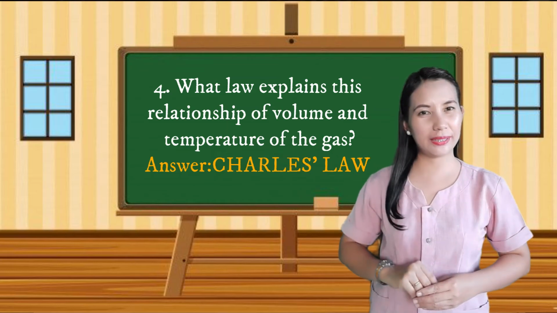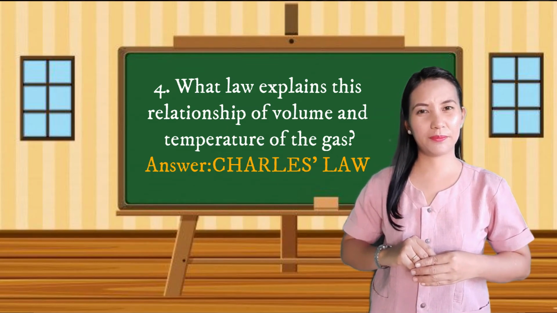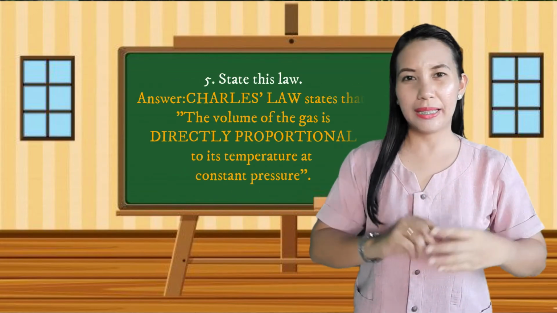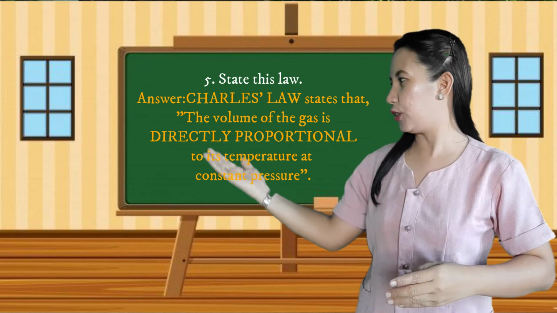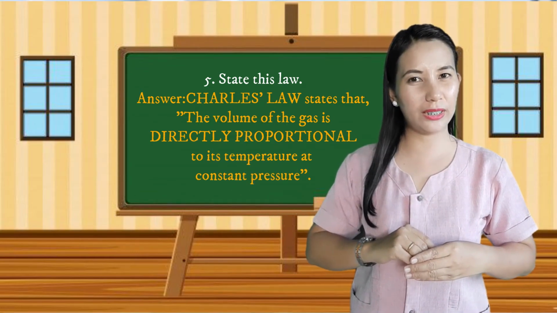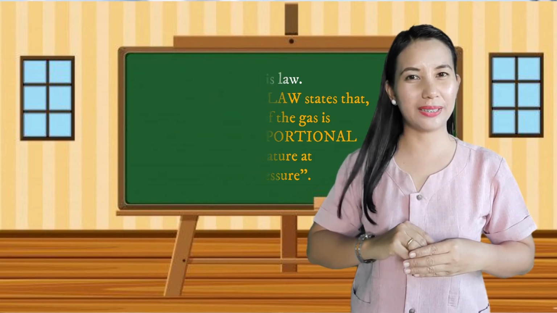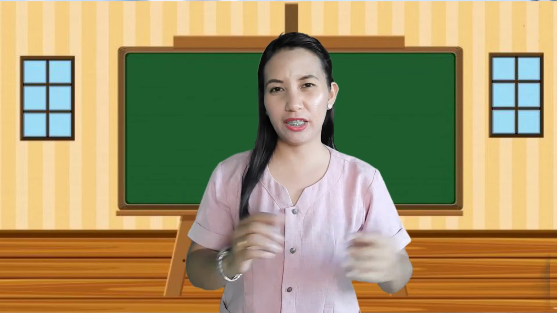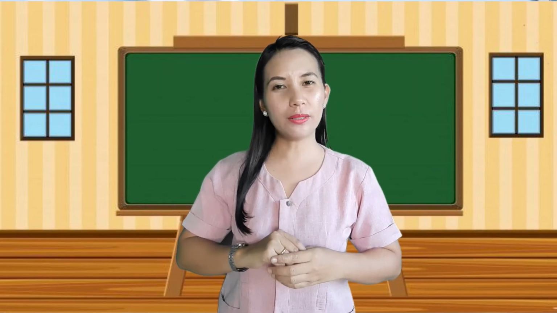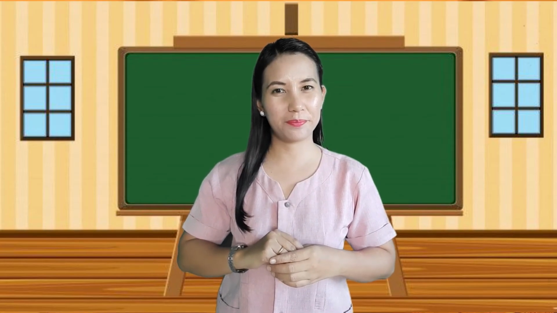What explains this relationship of volume and temperature of the gas? It's Charles' law. So, state this law. Charles' law states that the volume of the gas is directly proportional to its temperature at constant pressure. The learning experience we had from this activity, the triplet balloon, focuses on the volume-temperature relationship.